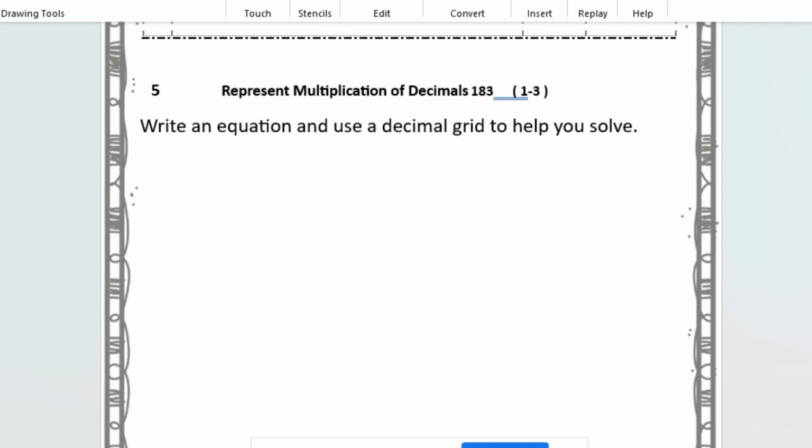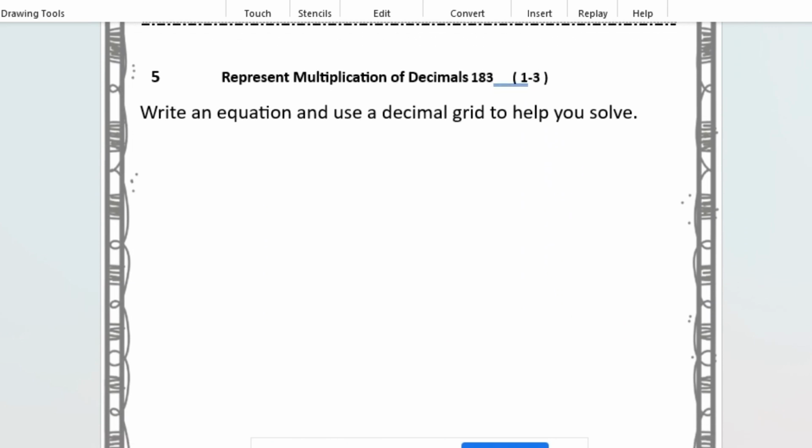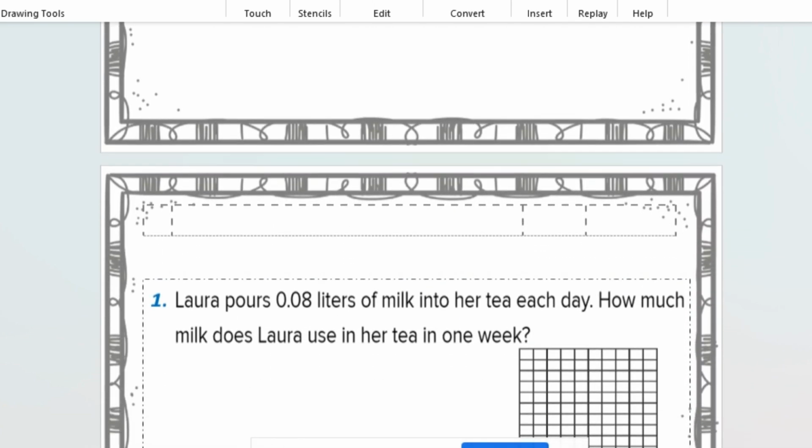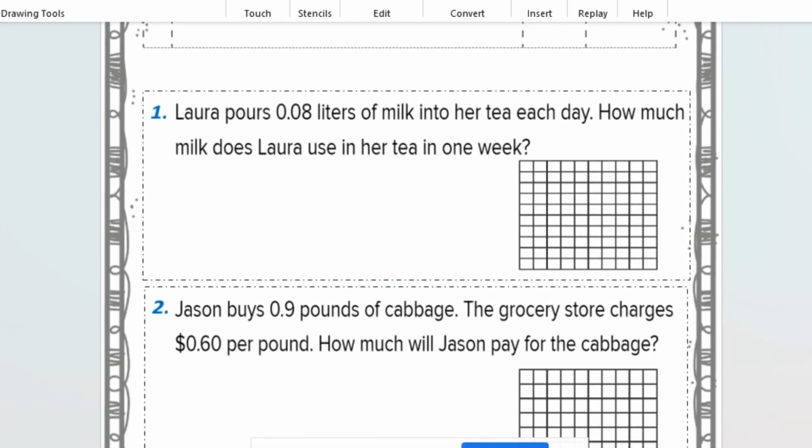Now we are going to write an equation and use a decimal grid to help solve the question. This one is the question. Laura pours 0.08 liters of milk into her tea each day. How much milk does Laura use in her tea in 1 week? Each day she uses 0.08 liters of milk, and we want to know how much she uses in a week. A week has 7 days, so the equation should be 0.08 times 7.